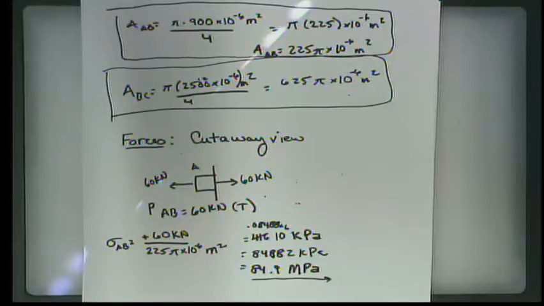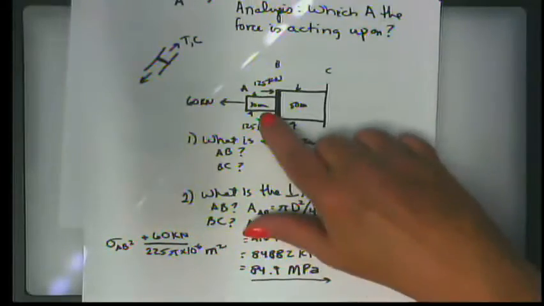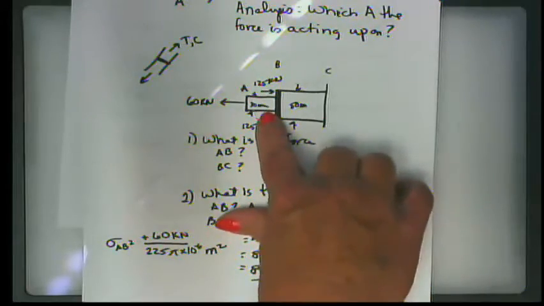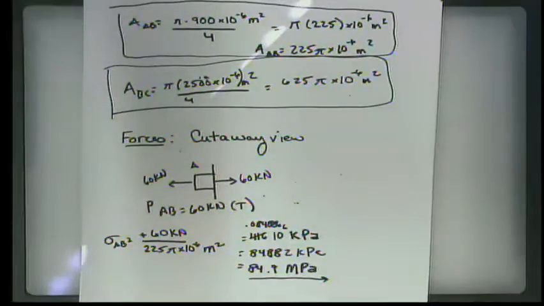Okay, and 84.9 is pretty significant. That's a pretty big old number. But then this, a 30 millimeter diameter rod, is quite small. Okay, because there are 25.4 millimeters in an inch. So this is just over an inch, and it's bearing quite a bit of load.